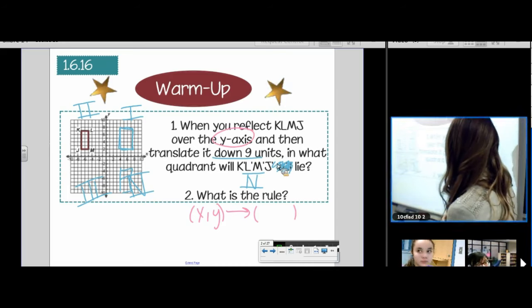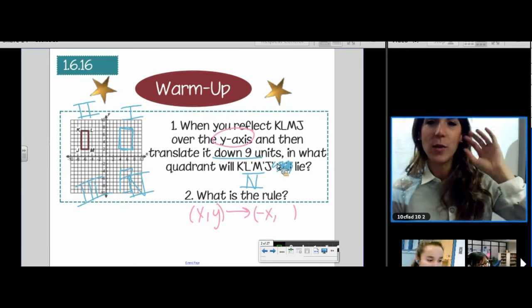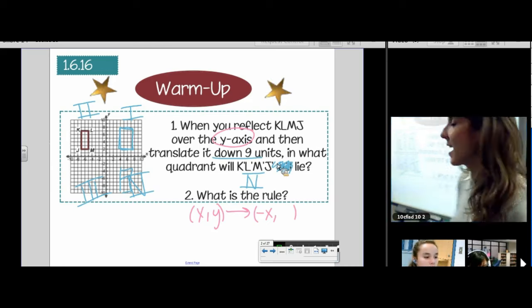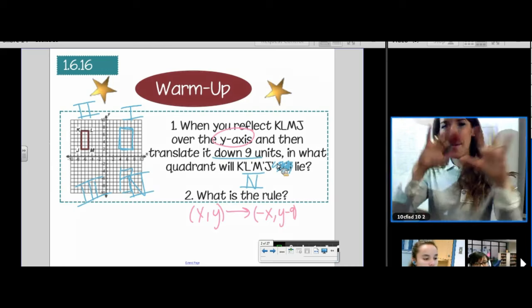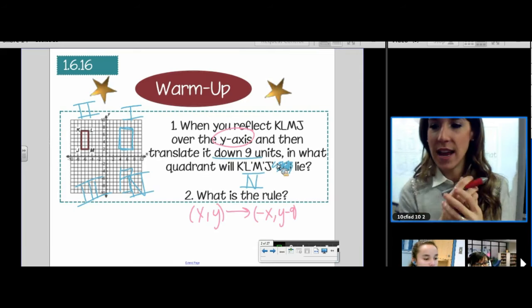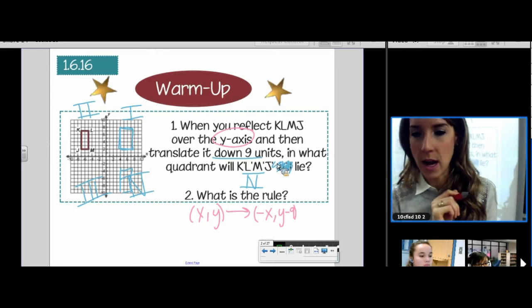So we're going to change the sign of the x. And then we're going down 9, which means that affects the y. And we know that going down means to subtract. So that would sum everything up that we did in one handy-dandy rule right there: negative x comma y minus 9.